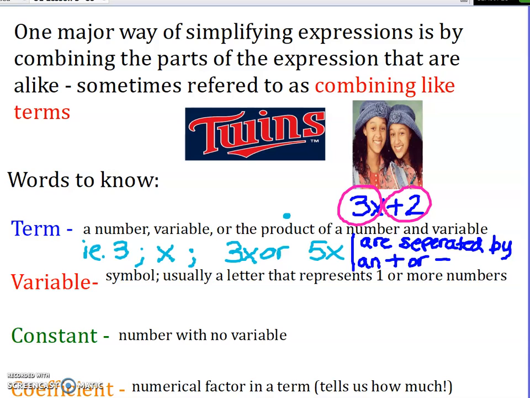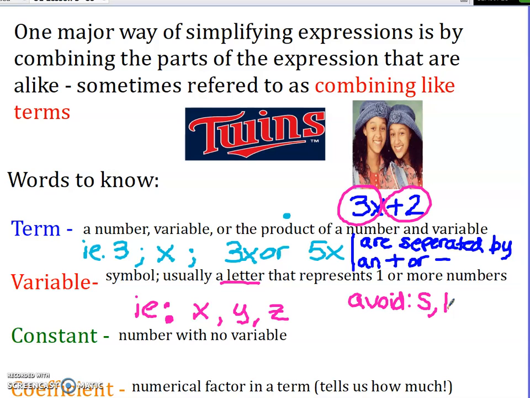Second vocabulary word is variable, which I just talked about a little bit. Again, it's just a symbol, usually a letter, that represents one or more numbers. Really, you can use any letters that you want. Most commonly, you're probably going to see the letters X, Y, and even Z in problems. Ones to avoid: I would probably avoid an S, because an S can oftentimes look like a 5 depending on how messy your handwriting is. And I'd also avoid the L, because an L can look like a 1. Unless you do kind of a cursive L, then that would be okay.